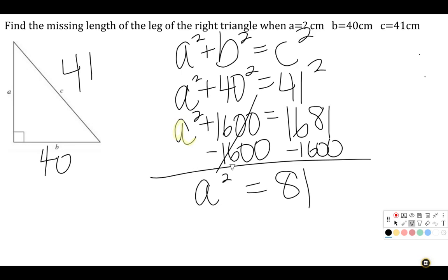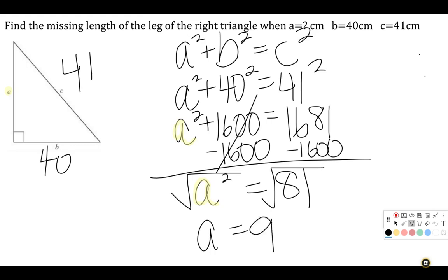Now, for our final step, we're not finished till we get rid of that squared, that little 2. We're solving just for A, not A squared. So we need to get rid of that squared. We're going to take the square root of both sides. Squaring and square rooting are opposites. They are inverse operations, and they cancel each other out. So the square root of 81 is 9.